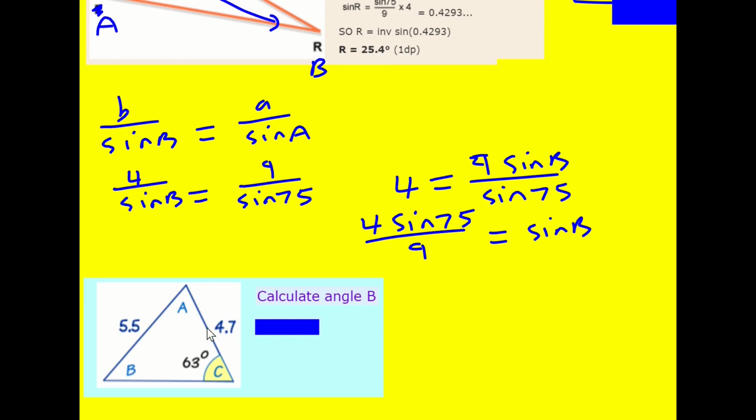Right, and actually the extension is to work out the other angle, A. How could you do that? Or if you were asked to work out A to start with, what would you do? Well, you would work out B to start with, and then you could work out the missing angle. Here's the answer. I'm going to go through it.